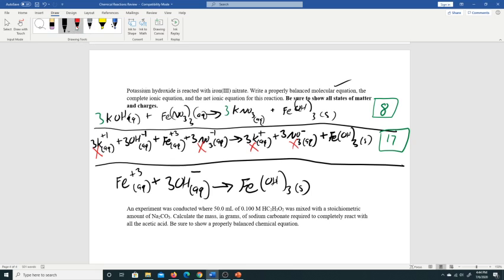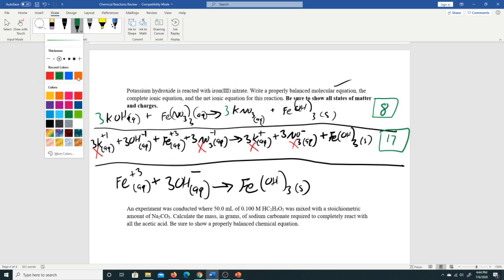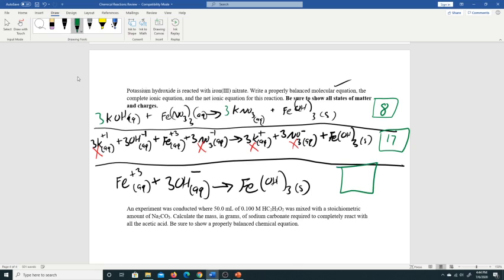The sum of the coefficients here, 1 plus 3 is 4, plus 1 more makes 5. Notice on both sides we have 1 iron, 3 hydroxides, 3 hydroxides, positive 3, 3 times minus 1, which is minus 3, all the charges cancel. That's how we do one of those.